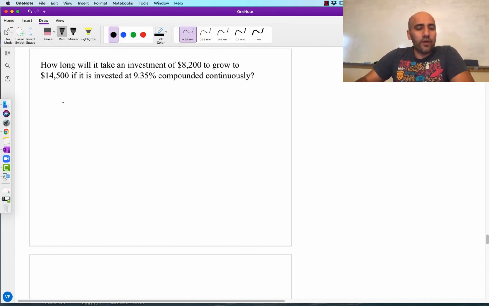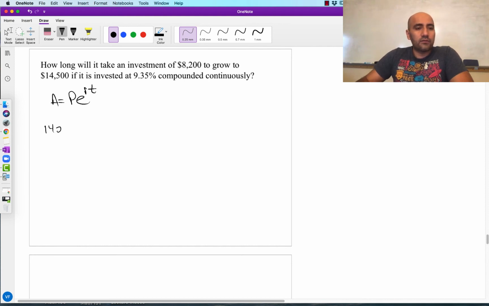So let's start off by writing down our formula for continuously compounded interest. That would be A equals P e to the RT. We know the initial investment is $8,200. We know the final result would be $14,500. And we know that the interest rate is 9.35. The only thing we don't know is how long, so T is the unknown. Let's write down all the ones we do know.